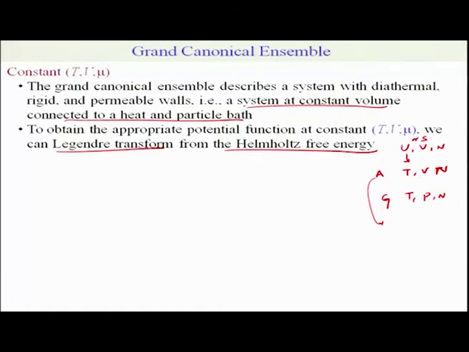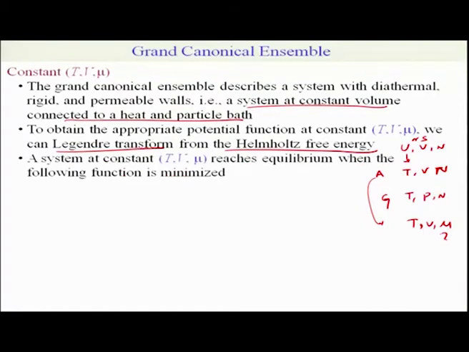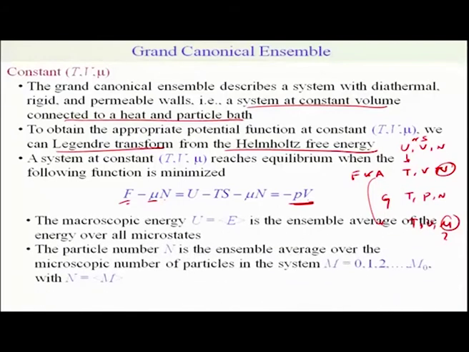And now the question is, if you want to find out what would be the appropriate function for T, V, mu. So, again we use the same Legendre transformation, and this is going to be A, or sometimes we also write F. So, F, the Helmholtz free energy, minus mu times N, because we are changing N to mu. So, minus mu times N, and this is the function which we are going to minimize. If you replace F by U minus TS, then this becomes U minus TS minus mu N, which is nothing but minus PV.